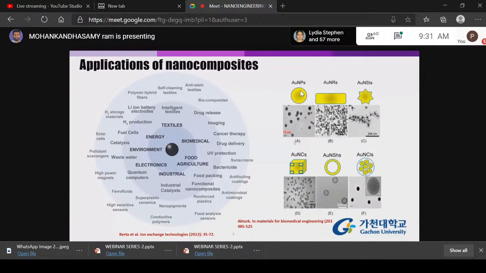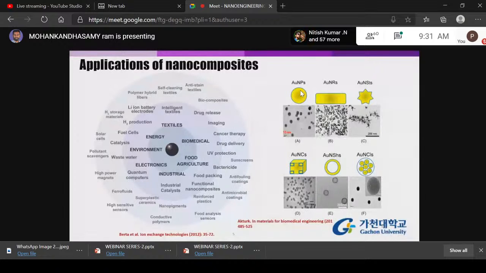So we in Gachon University, as shown here, worked on different gold nanoparticles. Gold is a biocompatible and inorganic material compared to the other inorganic materials, and it has more good biological properties and very little to no toxicity compared to the other nanoparticle structures. So we decided to go with gold.